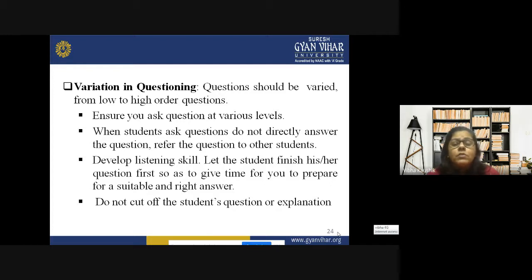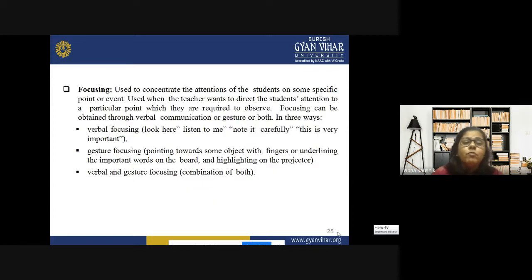Develop listening skill among the learners. Let the student finish his/her question first so as to give the time for you to prepare a suitable and right answer. Do not cut off the student's question or explanation. Try to give them time so that they can ask their questions and explain that thing in their own words.